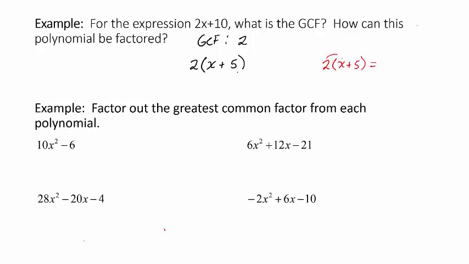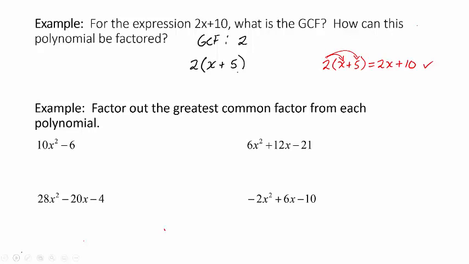So we would employ the distributive property here, right? So 2 times x is 2x, and 2 times 5 is 10. So we have 2x plus 10. Okay, and that checks out. All right. So whatever you're factoring out of a polynomial, when you multiply it back through that polynomial, you should get the polynomial that you originally started with.